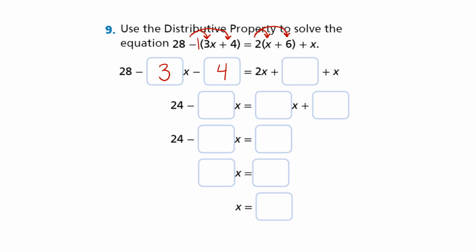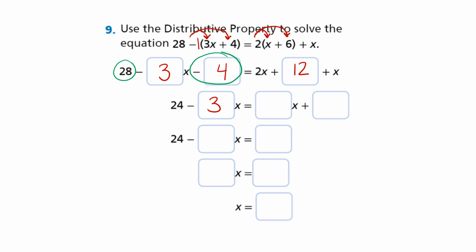2 and x make 2x. 2 times 6 makes 12. And the plus x stays at the back as it is not part of the parentheses, so it does not get multiplied. We can combine like terms. So we can combine the 28 and the -4 to make 24. And the 3x will stay the same as it was not part of the like terms.